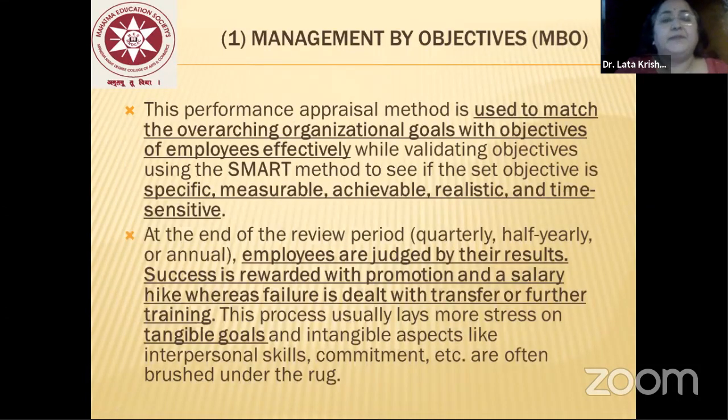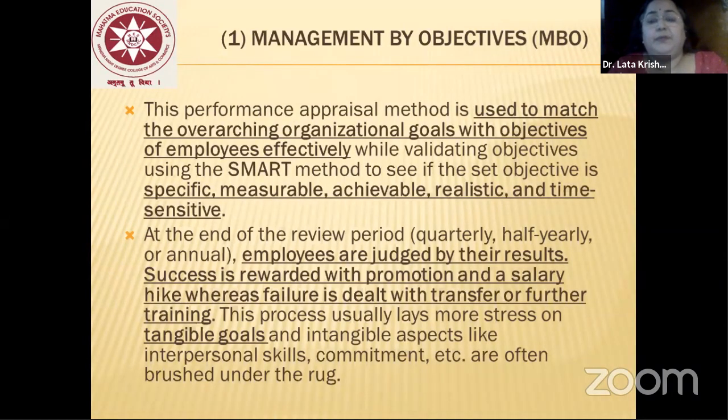This performance appraisal method is used to match the overarching organizational goals and the objectives of employees effectively. Obviously, these goals cannot be tangent to the overall goals of the business organization. They have to be within the purview of the goals of the business organization. While validating objectives, we use the SMART method to see if the set objective is specific, measurable, achievable, realistic, and time sensitive. So definitely these aspects have to be there when the goals are decided by the managers and the team members.